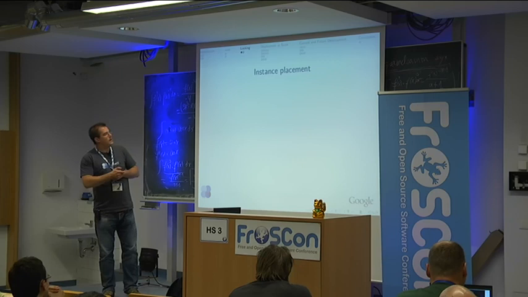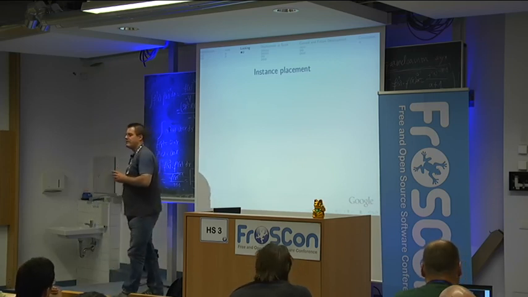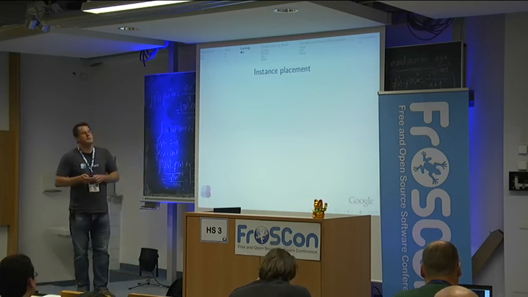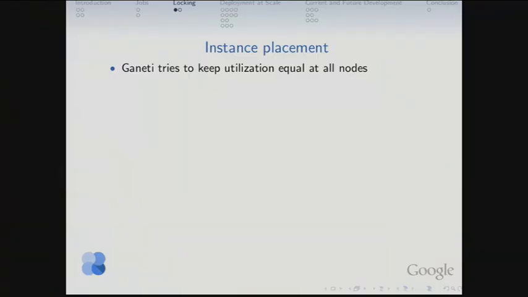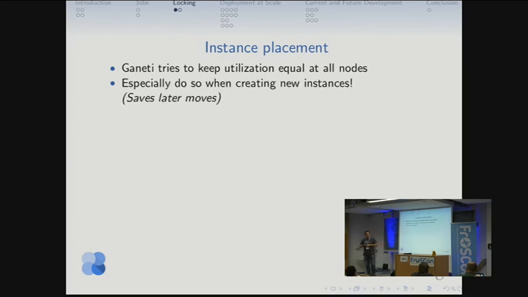The other thing I want to talk about is locking, because there have been some changes as well. And related to locking, to start the story, I start with instance placement. As I said, one of the tasks of Ganeti is to keep the cluster reasonably well balanced, so the same number of instances or same amount of resources used on every node, and best is to already start when adding new instances so that we don't have to do much balancing moves later.